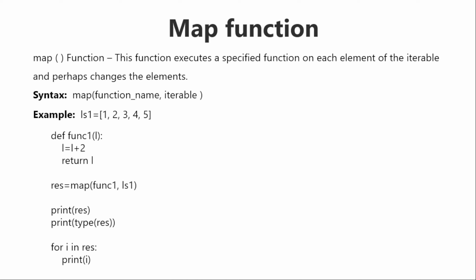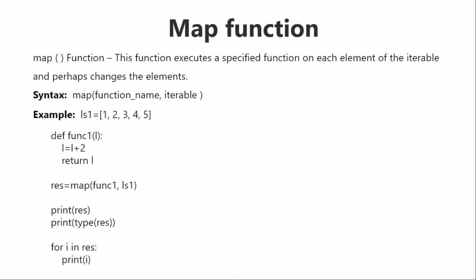So if you look into the example, we have ls1 is equal to 1, 2, 3, 4, 5 as an iterable, and we have a function, def func1(l): l is equal to l plus 2, return l. This is the function which we need to act on each and every iterable element. The final output I have called result, and I have created a map function. In that I have given the function name func1, which I have created, and an iterable ls1. So when I print the result variable, which is a map function, I will get the map function results.